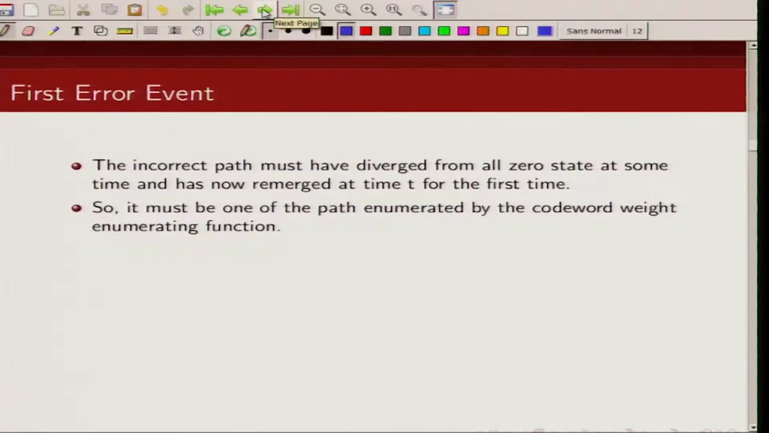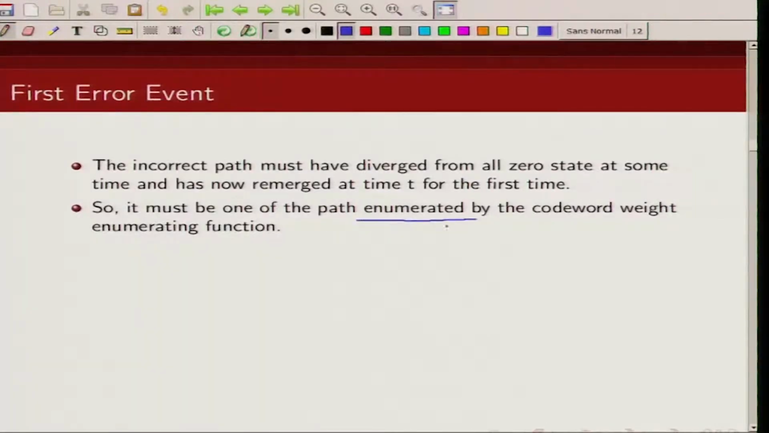Now, can we find out what is the weight corresponding to this incorrect path? Yes, we can, because when we write the weight enumerating function of a convolutional code, it enumerates the weight distribution of all valid code words. Any path through this trellis diagram is a valid code word. So, we can easily enumerate the code weight corresponding to any path through this trellis.